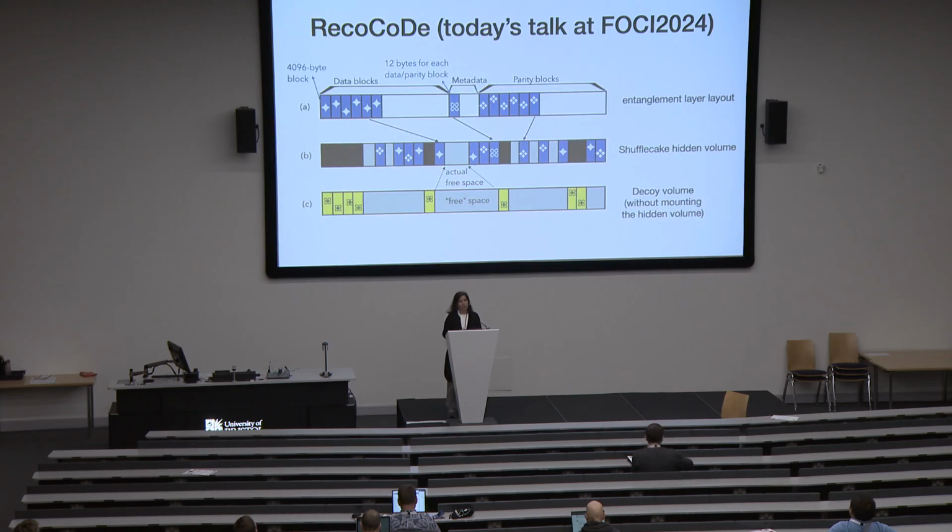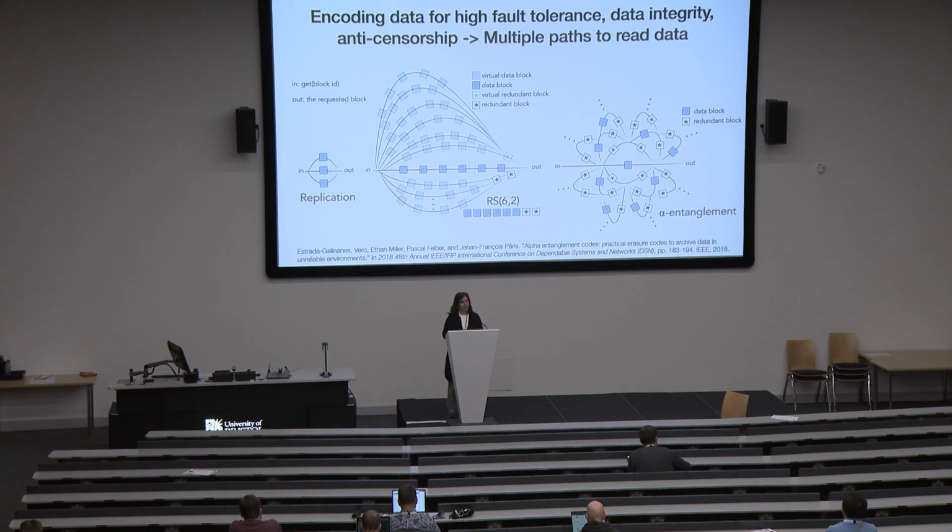Today's talk, I present a RECO code in which we add a layer of redundancy to plausibly deniable storage tools like Shuffle Cake. In another track of my research, I have been working on encoding data for achieving high fault tolerance, improving data integrity, and also anti-censorship, because basically what you see here is 3 different ways of increasing the redundancy of systems.